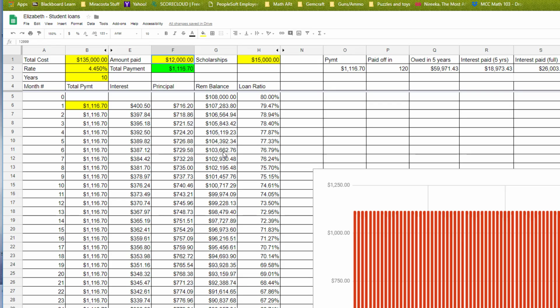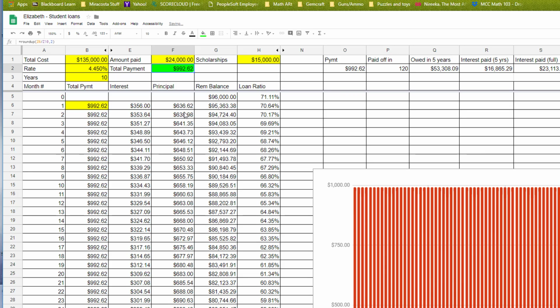If you were able to contribute more out of pocket, either you or your family, this number might go up. Perhaps they could afford $6,000 a year, which would be $24,000. Again, the balance is automatically updated, as is your payment.